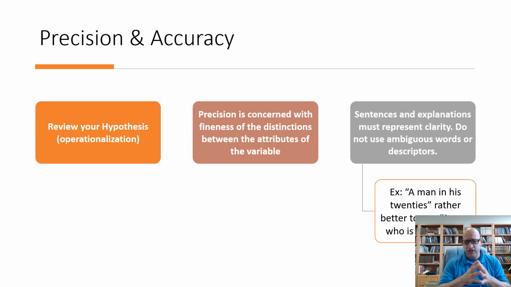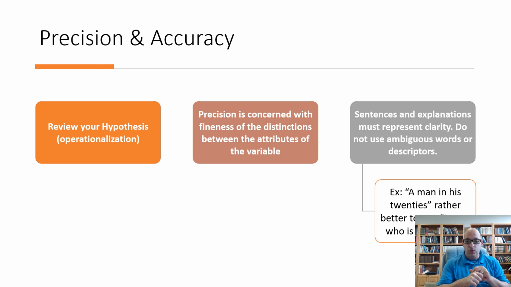Now, precision, as it relates to dissertation writing, is concerned with fineness and the distinction between attributes of the variable. Again, use good words in your writing as you write each sentence. Does it clearly demonstrate precision about that particular population? That's why sentences need to be clearly written in such a way that represents clarity.